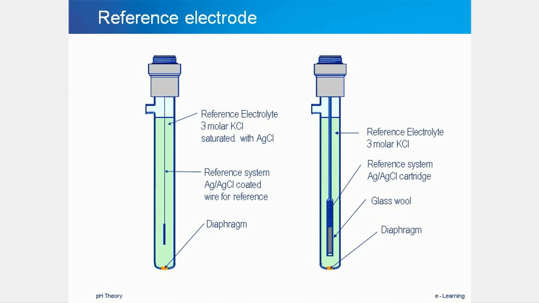Because there is no danger of the silver running out in this design, it is not necessary to have silver chloride saturated KCl as a reference electrolyte. One can just take a 3 molar solution of potassium chloride without any silver.